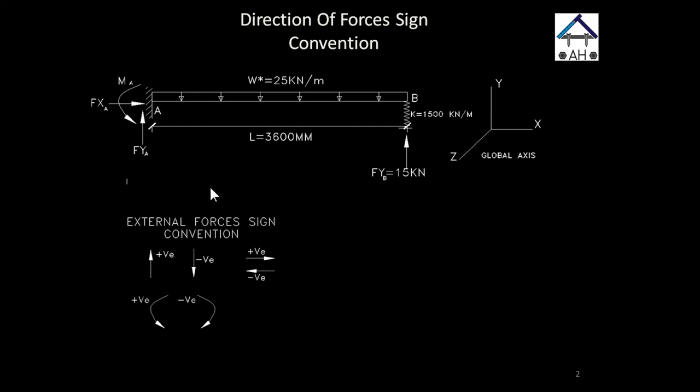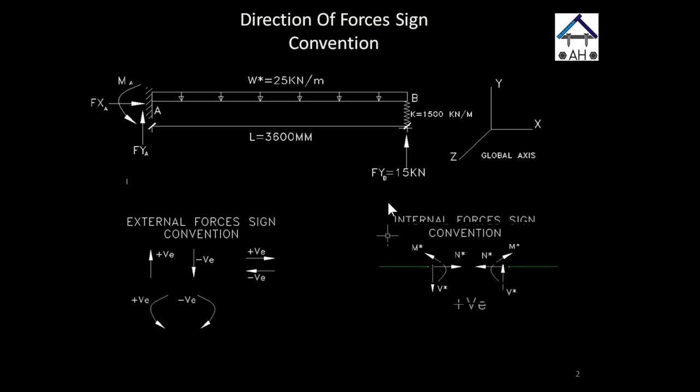So the first most important step is to show the direction of the forces and sign convention. A lot of us forget it, but I think this is the most important thing. For the external force sign convention, I'm going to assume up is positive, down is negative, right is positive, left is negative, anti-clockwise moment is positive, and clockwise moment is negative. Okay? This is my sign convention. You can choose whichever one you're comfortable with, as long as we are all consistent throughout the whole process of drawing the shear force and bending moment diagram.